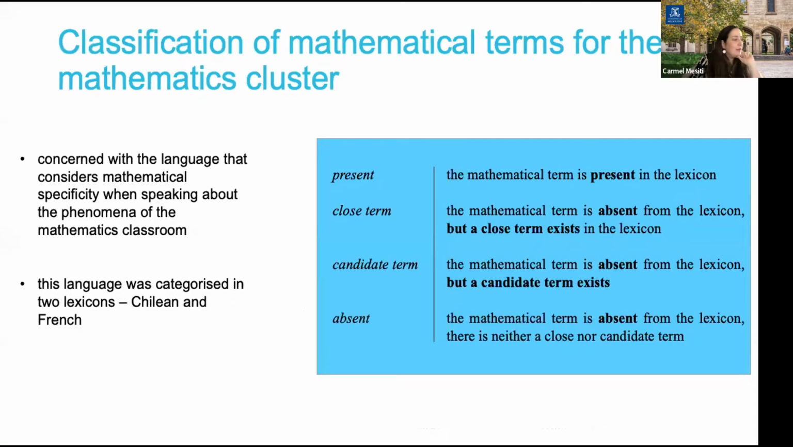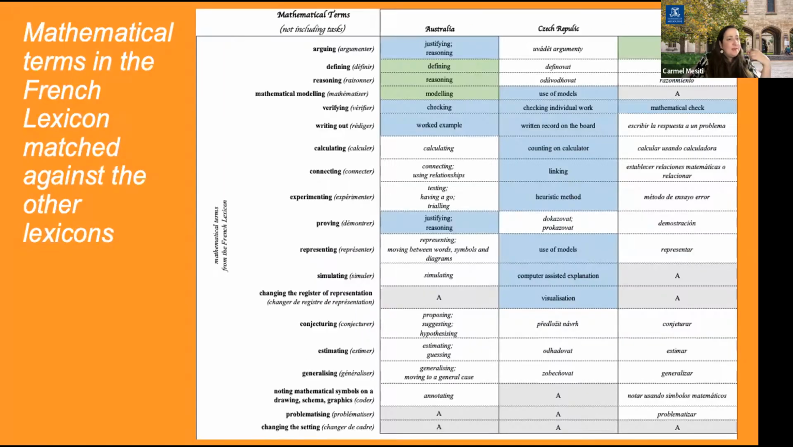I will show you in my last couple of minutes that we also classified mathematical terms. Here, we were concerned with the language that considers mathematical specificity. Because we noticed it was present in the Chilean and French lexicon, we looked at their terms and asked experts whether it was present in the lexicon, whether there was a close term in the lexicon in relation to the mathematical term, whether we have a candidate term, or whether it might be absent. And again, this is in the same paper, so you could have a look at that later.